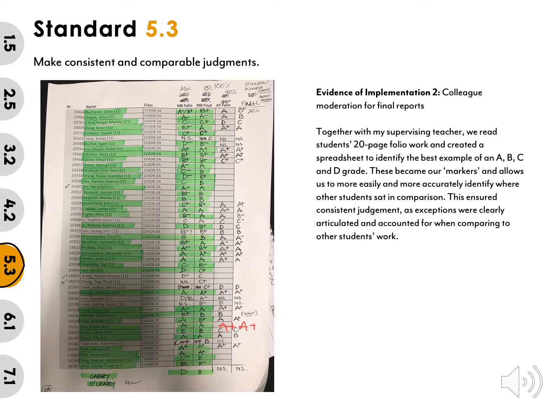Together with my supervising teacher, I also read 20-page folios from all students' work and created a spreadsheet to identify the best examples of an A, B, C, and D grade. These became our markers and allowed us to more easily and more accurately identify where other students sat in comparison. This ensured consistent judgment as exceptions were clearly articulated and accounted for when comparing to other students' work.